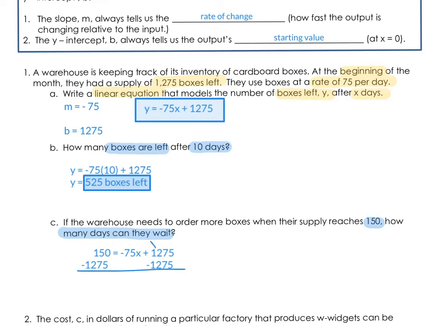So on the right hand side, this will cancel. 150 minus 1,275 equals negative 1,125. And then to get x by itself, we divide both sides by the negative 75. And when we do that, we get an x value of 15. So that tells me that my answer to the question is 15 days, because remember that my x value stood for the number of days.